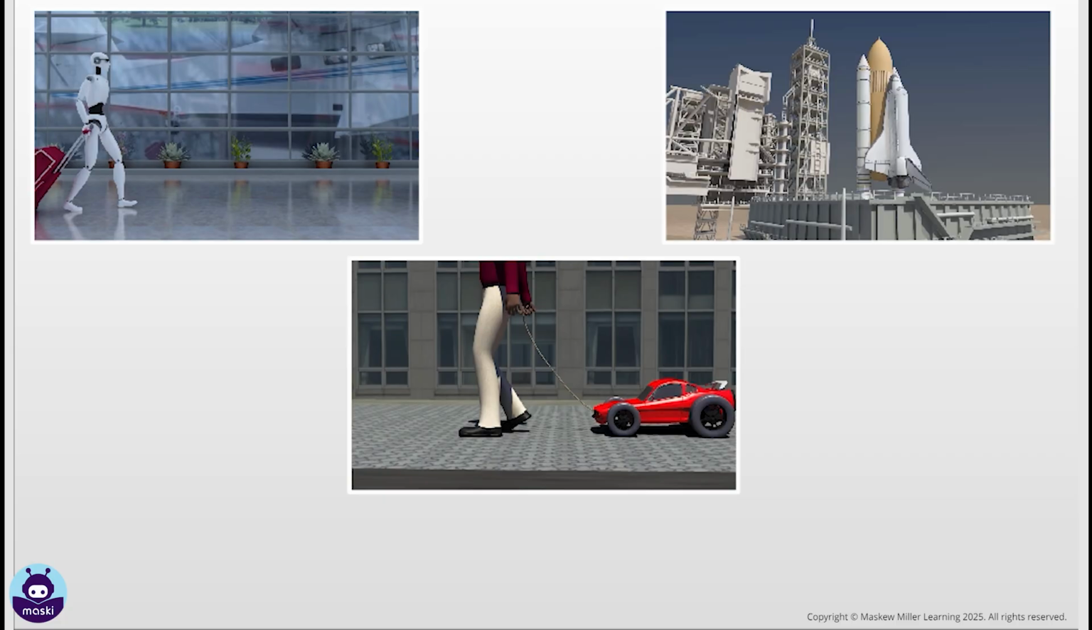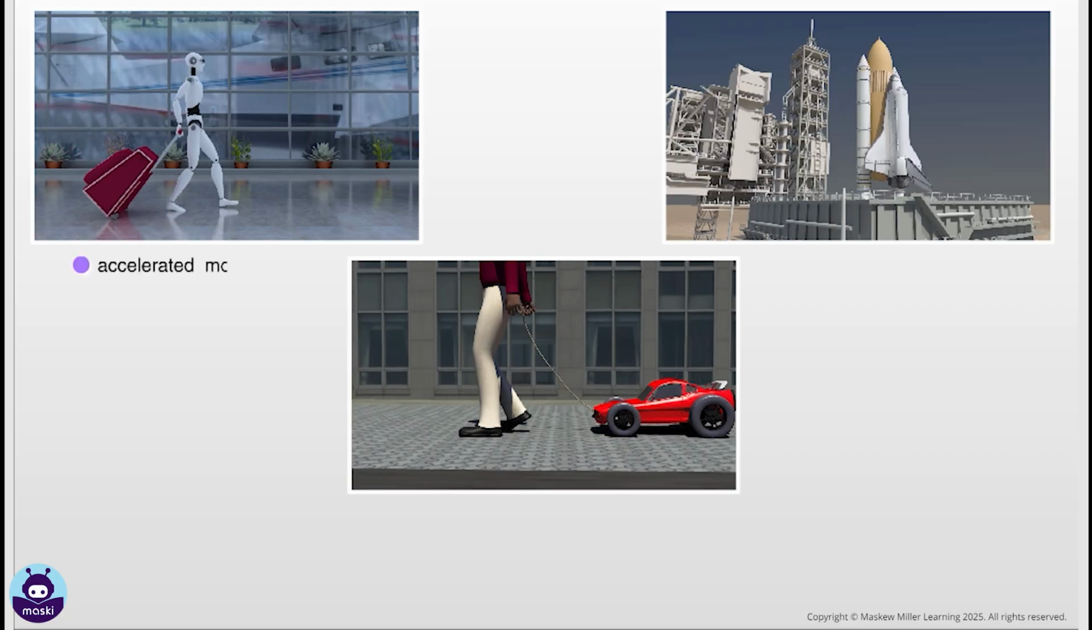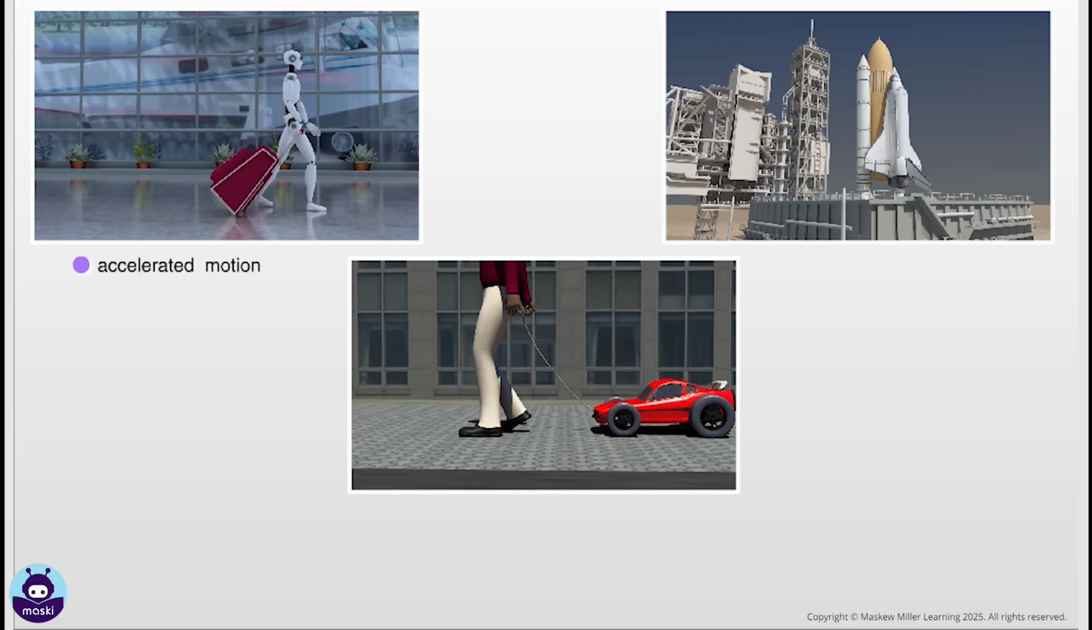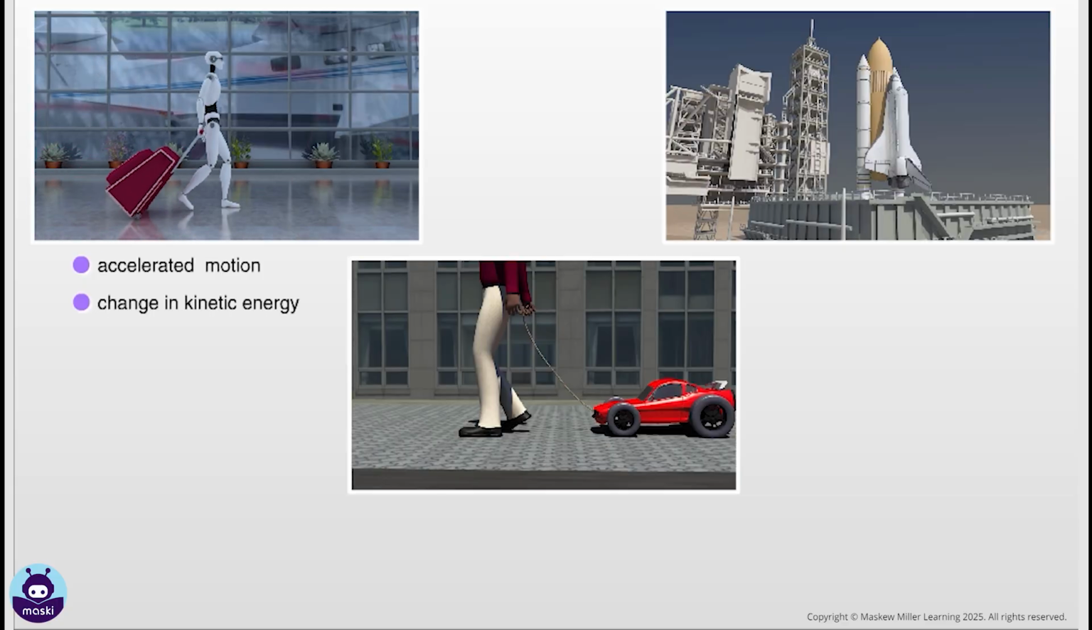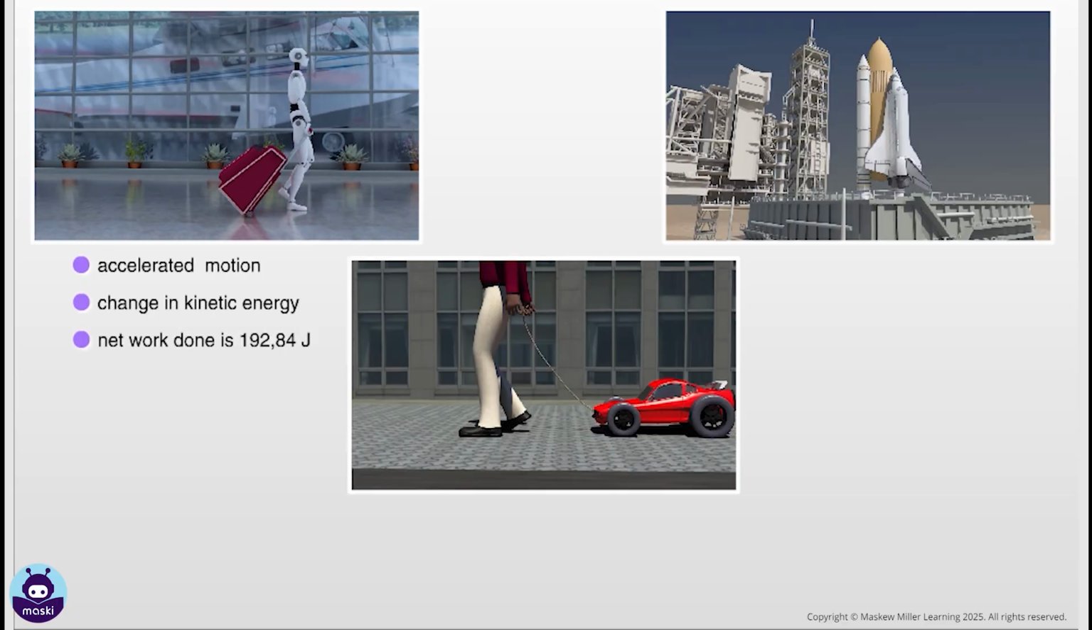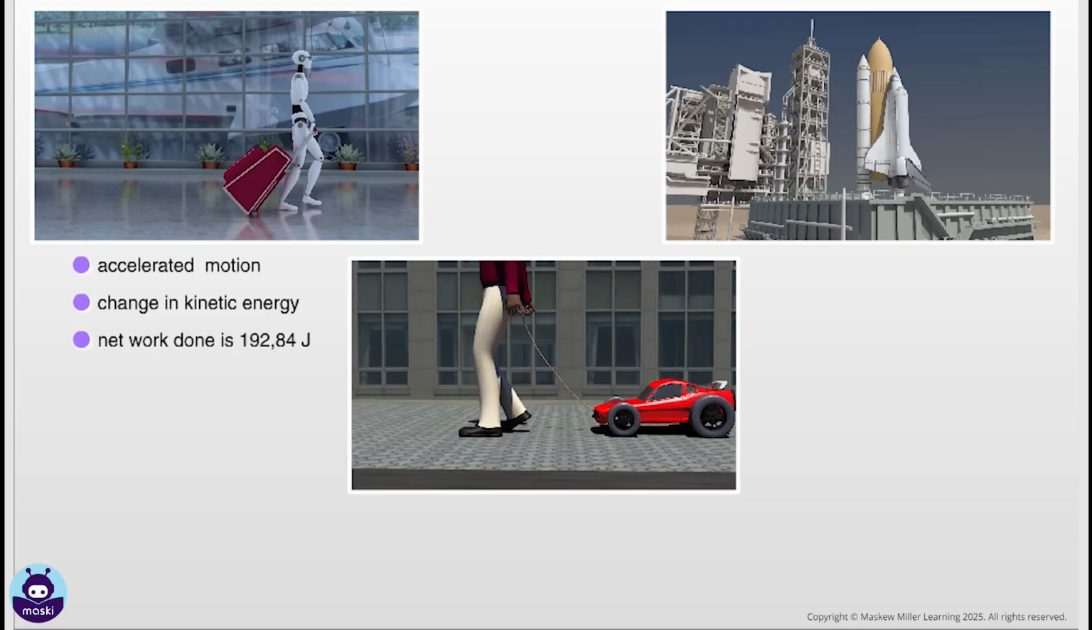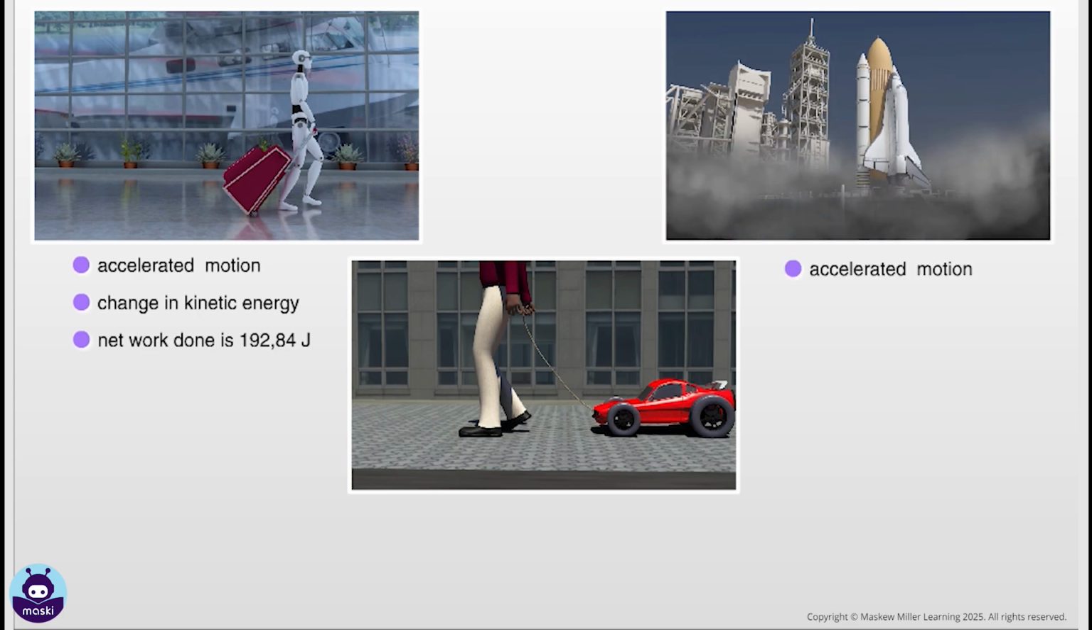Work-energy theorem. Let us consider the examples that we saw earlier. Taking a closer look at the very first example of the suitcase being pulled, we can see that the motion of the suitcase is accelerated. Therefore, the kinetic energy of the suitcase changes and net work done on the suitcase is non-zero. That is 192,84 joule. In case of the rocket launch, the motion of the rocket with spacecraft is accelerated.